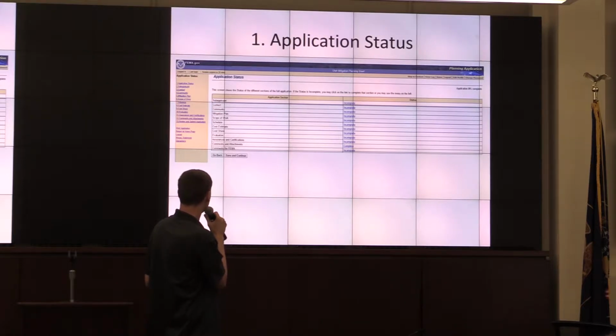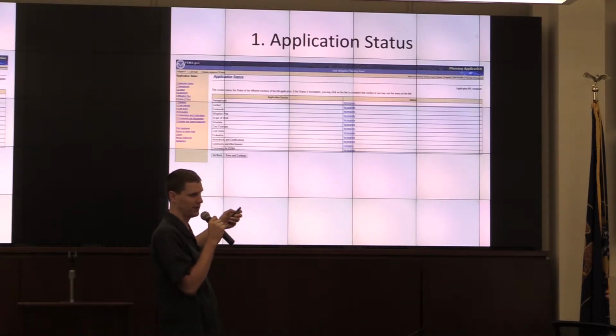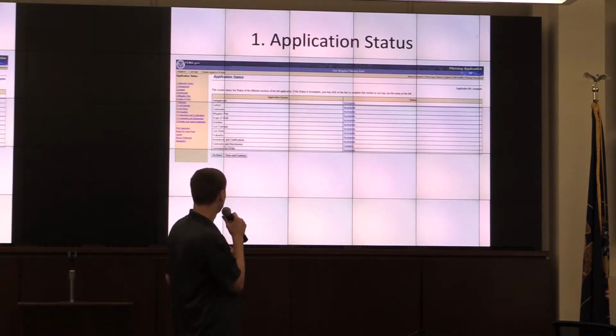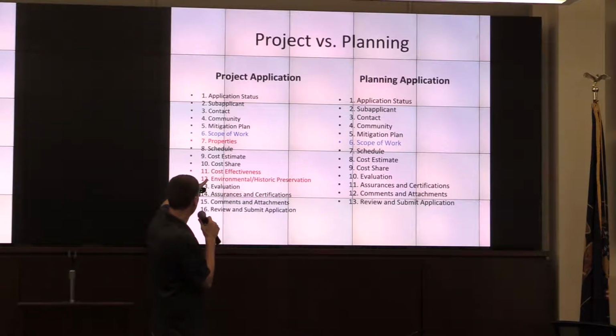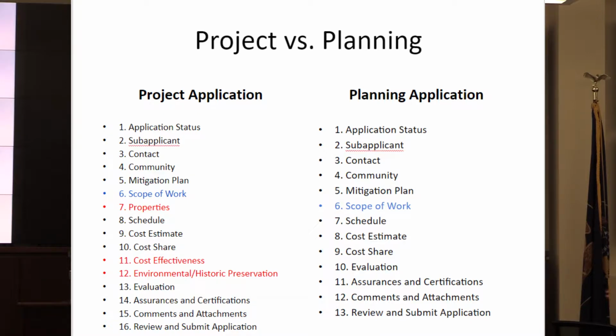Okay, so we're just going to go through these really quick so you can see what it looks like. Those are the differences. The project application has environmental, cost effectiveness, and properties tabs that are different. And the scope of work has more pages to it rather than the planning.